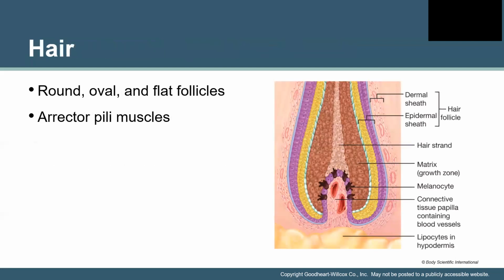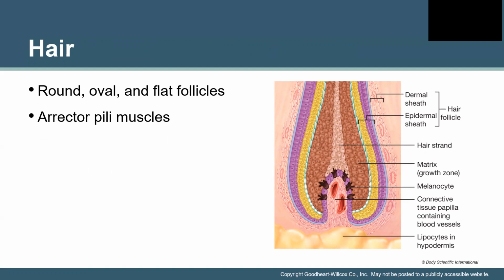When we talk about hair, we have to go through some of the parts of hair. Hair follicles are bulb-shaped structures within the dermis that produce hair. The base of the follicle is invaded by a papilla of connective tissue containing a rich capillary supply, which provides nourishment for hair cell formation.